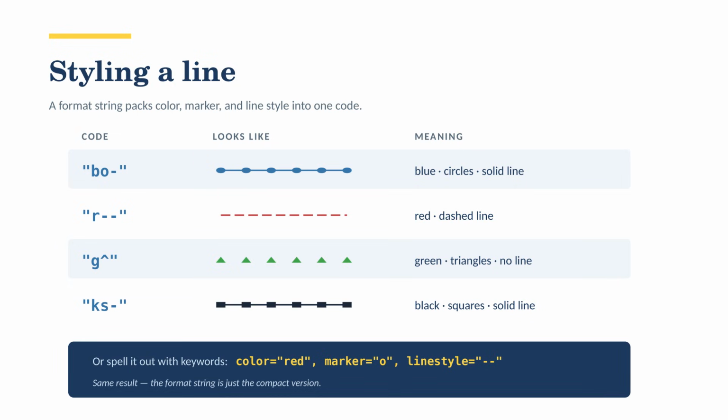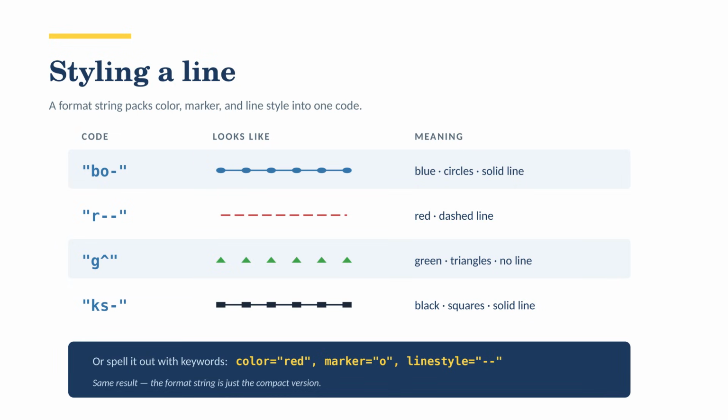So r dash dash is a red dashed line with no markers. g caret is green triangles with no connecting lines in between them. And then k s dash is black squares on a dashed black line, and then so on.